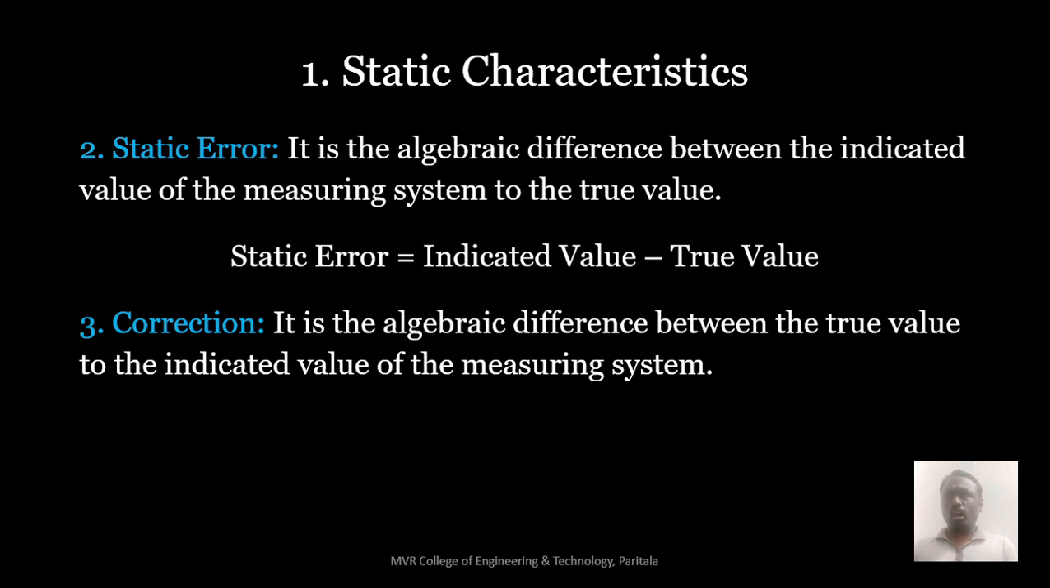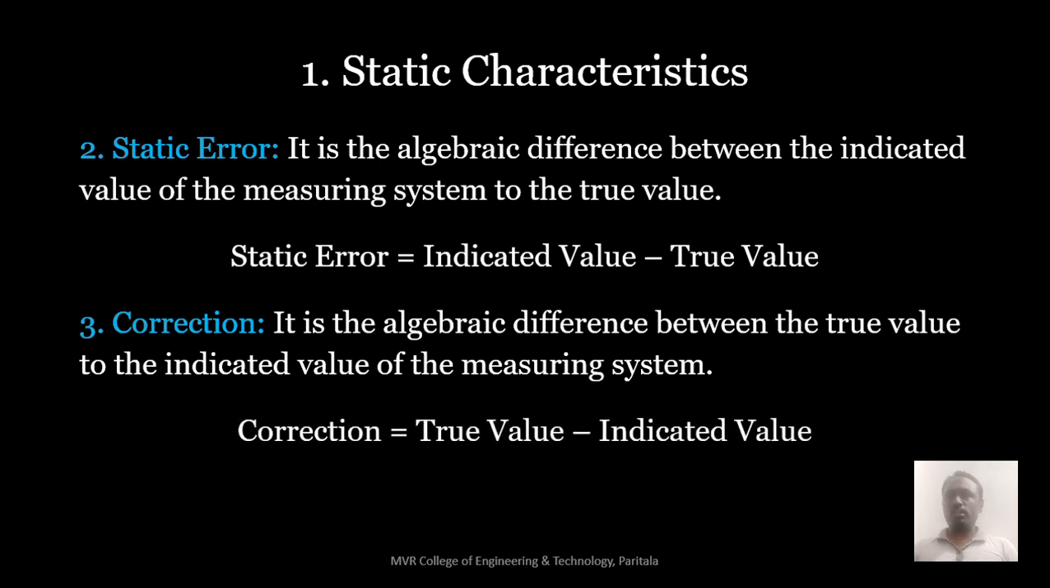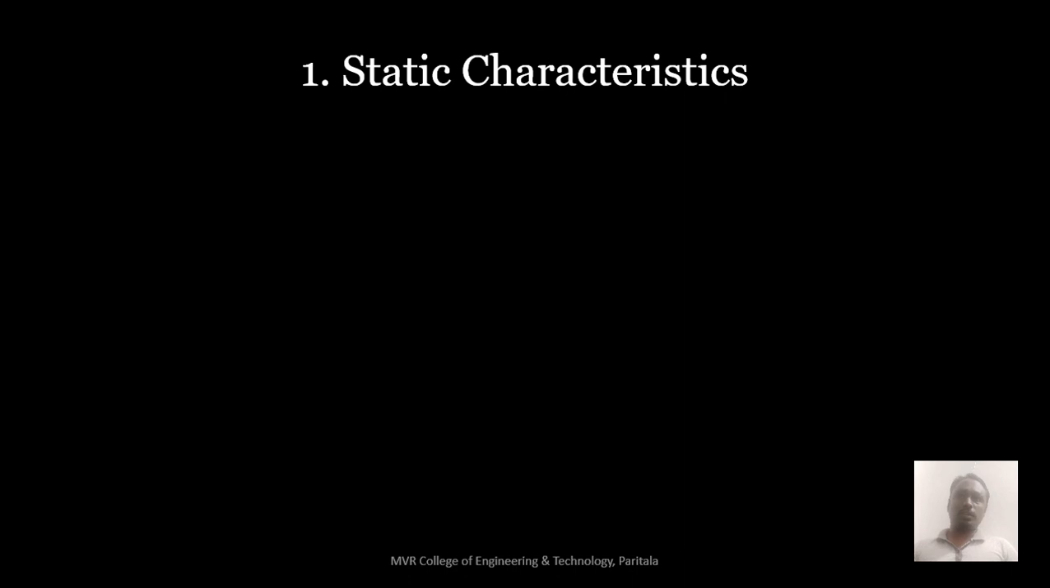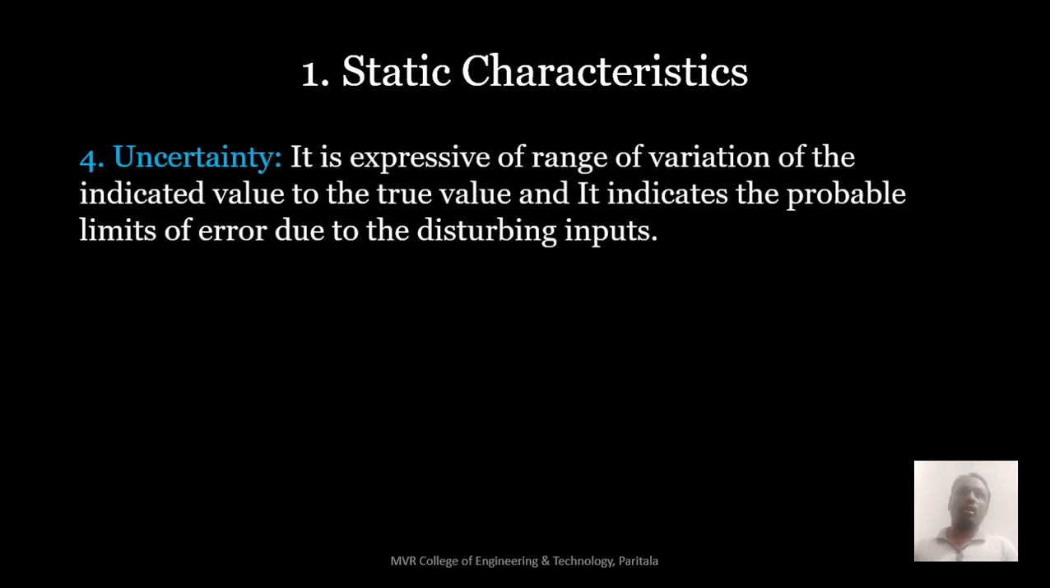So how can we calculate the correction? Correction is equal to true value minus indicated value. This is also equal to minus static error. So next one is uncertainty. It expresses the range of variation of the indicated value with respect to the true value, and it indicates the probable limits of the error due to the disturbing inputs.